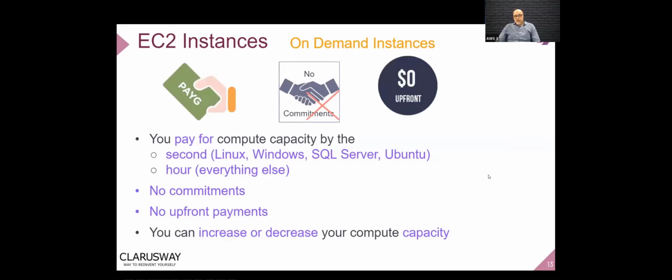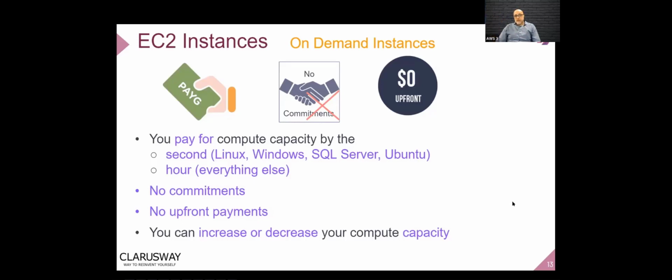Okay. All right. So let's talk about on demand. You're going to pay either per second, and for Linux, Windows, SQL servers, and Ubuntu instances, you pay by the second. Everything else you pay by the hour. So if you're paying by the second, and you use it for less than an hour, you're charged for exactly how many seconds you've used it. Everything else, if you use it for less than an hour, you get charged the amount of an hour based on the fractional amount of an hour that you use. So it rounds up to the nearest hour.